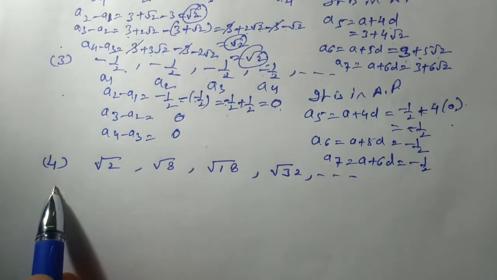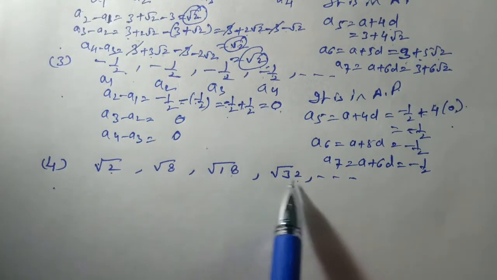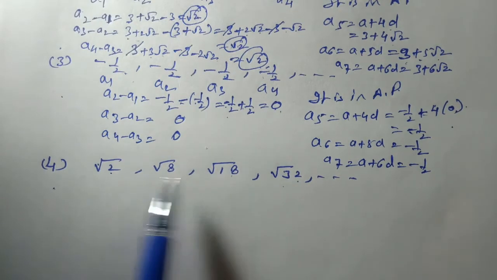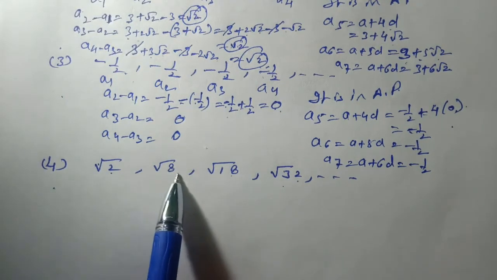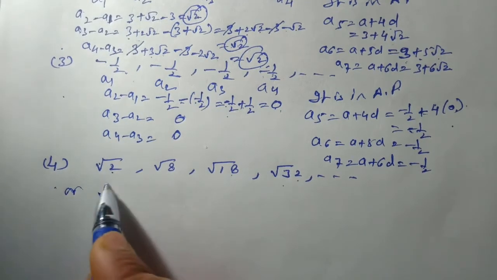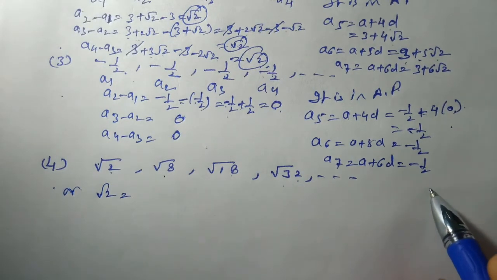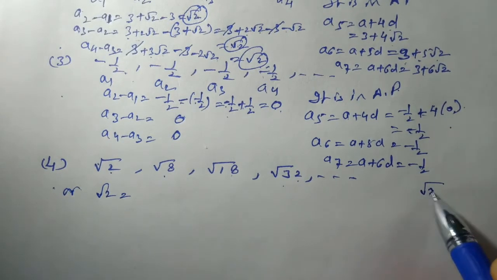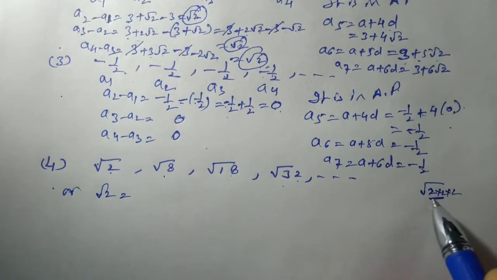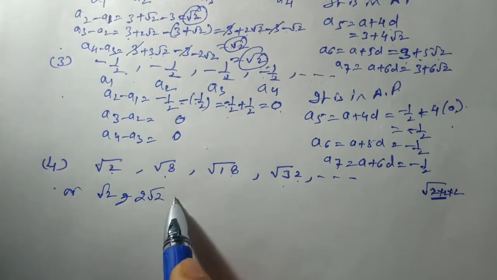Come to the last part, fourth. We have root 2, root 8, root 18 and root 32. All the terms are in root form. So let us find their square roots first of all. Root 2 will be the same. Root 8 we can write as 2 into 2 into 2. The pair of 2 we get, so we can write it as 2 root 2.